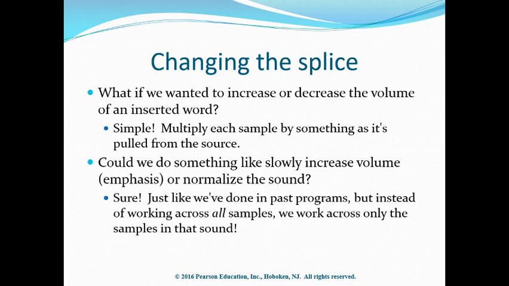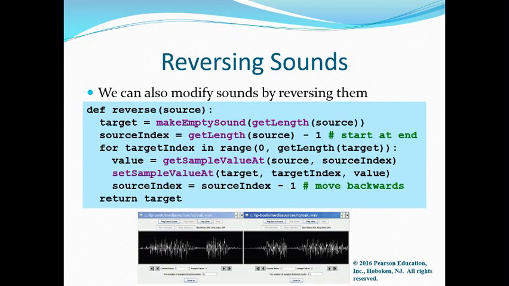So what if we wanted to increase or decrease the volume of an inserted word? Simple. Multiply each sample by something as it's pulled from the source. Could we do something like slowly increase volume or normalize the sound? Sure. Just like we've done in the past programs, but instead of working across all samples, we work across only the samples in that sound.